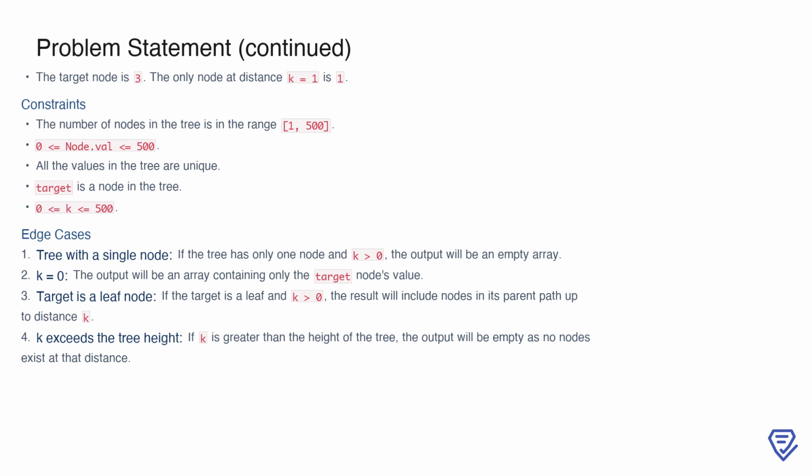To summarize, the constraints ensure that the tree has between 1 and 500 nodes, all values are unique, and the target is guaranteed to be a valid node in the tree. Key edge cases to consider include trees with a single node, k being 0, the target being a leaf node, and cases where k exceeds the height of the tree, all of which can result in specific predictable outputs.